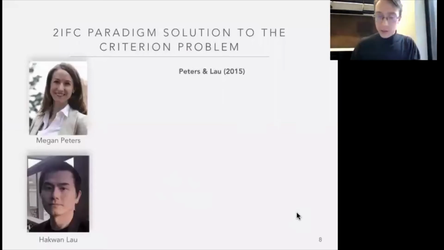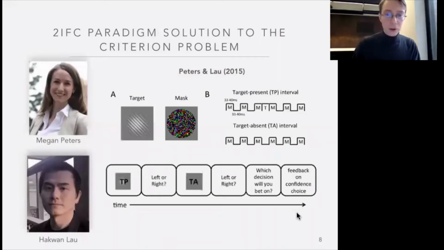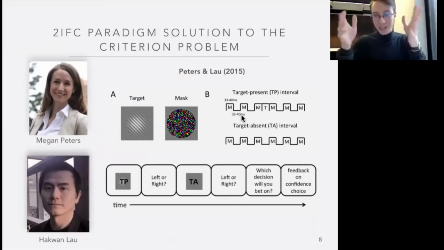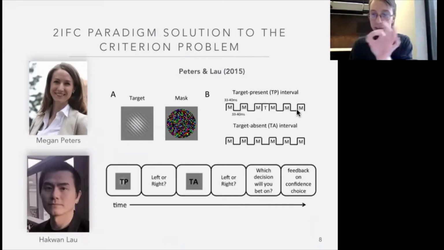And they designed this very smart task. In this task, subjects were presented with a target, which could be either a left-tilted grating or a right-tilted grating. This target was embedded in a stream of masks: mask, mask, mask, mask, mask, target, mask, mask, mask, mask, mask. Because it's embedded in this stream of masks, you don't see the target very well. Your task is to say whether it's tilted left or right. So that's the type 1 task.